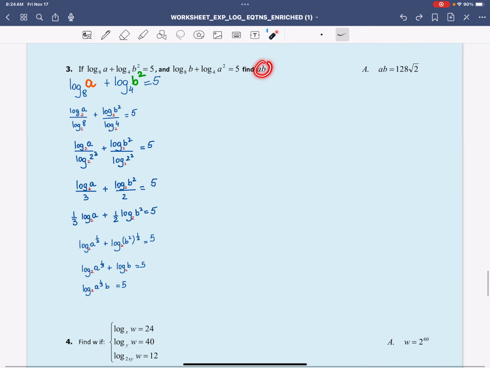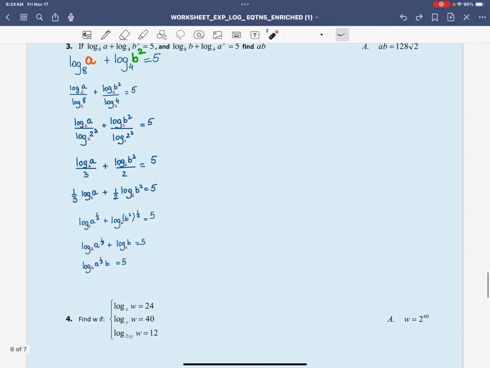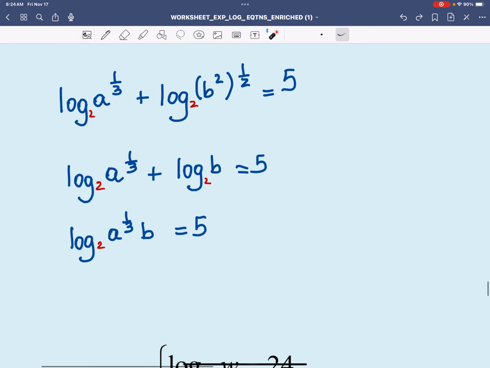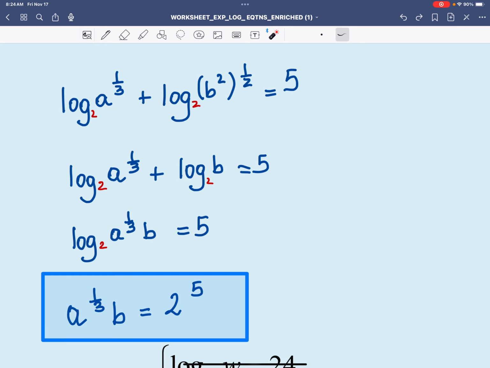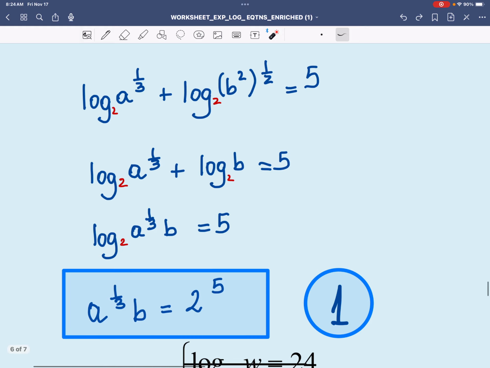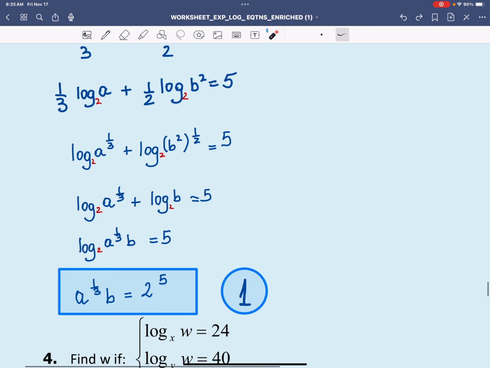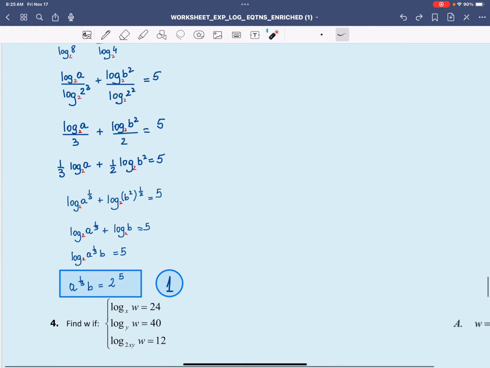So I'm looking for the product AB, right? And A and B are multiplying each other. And as for the powers, I can worry about it later. So I'm going to write A to the power 1 over 3 B as 2 to the power of 5. Remember that this base of 2 is right here. And I'm very happy with what I've created in here. I am not going to change this any further because there is not much that I can do in here unless I want to go backwards, which we don't want to do.